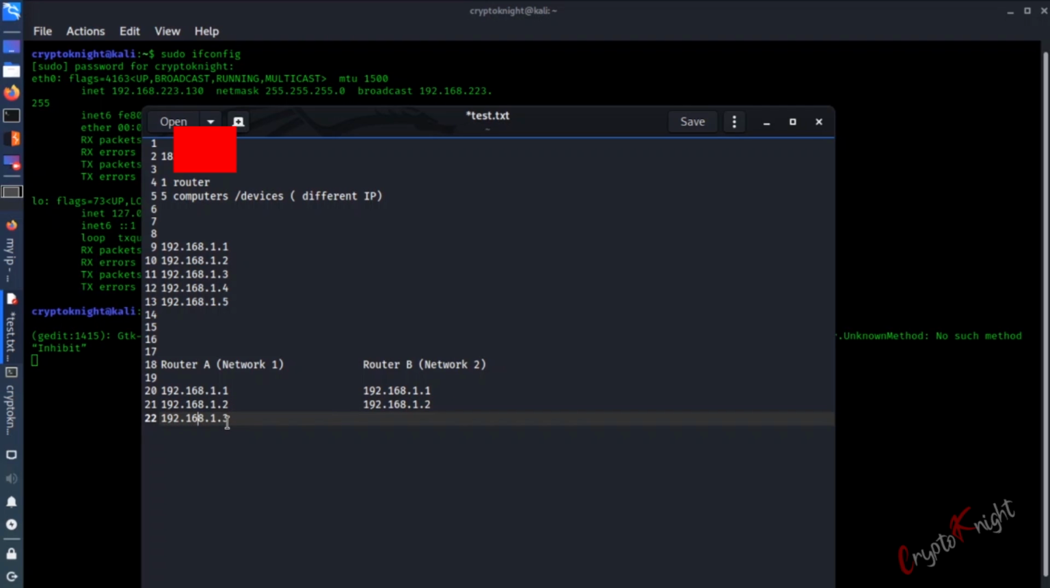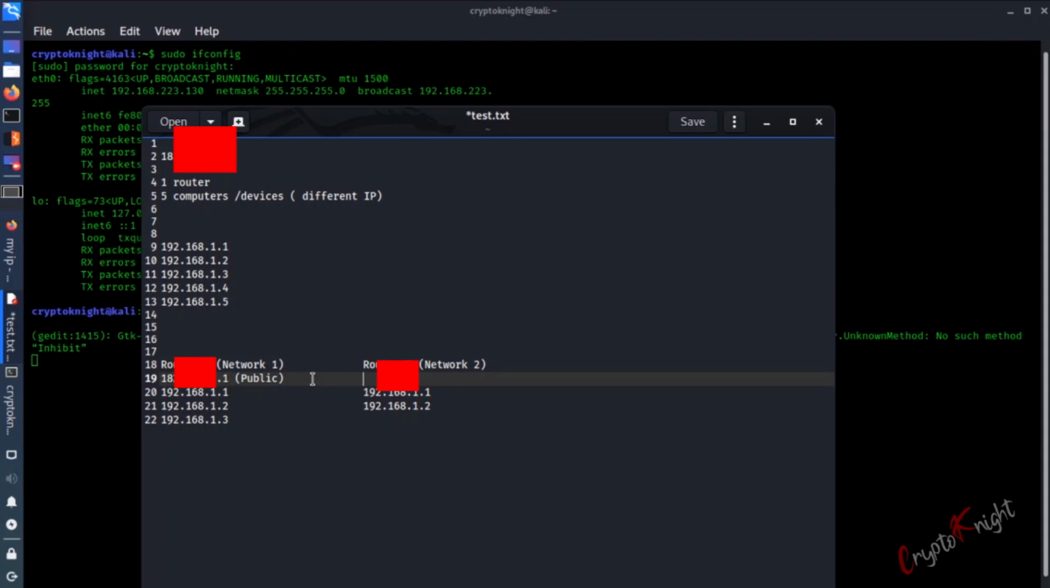When we are talking about private IP addresses, each device should have a different IP address within a network. So 1.3 no one has in this network, that is fine. 1.2 no one has in this network, that is absolutely fine. But when we are talking about public IP addresses, those will always be different. For example, for router A, the public IP address is this. Then naturally the public IP address for router B will be something different.